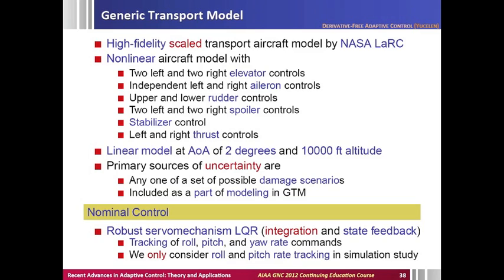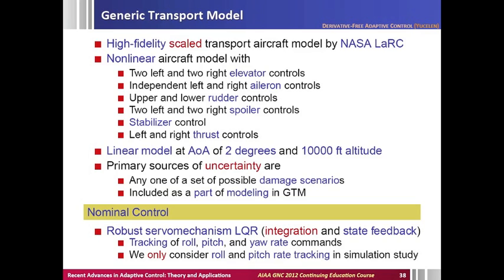And here, the primary sources of uncertainty, basically NASA modeled these kinds of uncertainties and gave us, if my memory is correct, 6 damage cases. So in this presentation, I am going to talk about 2 harsher damage cases, the 2 hardest damage cases that we can handle with the derivative-free adaptive controller.